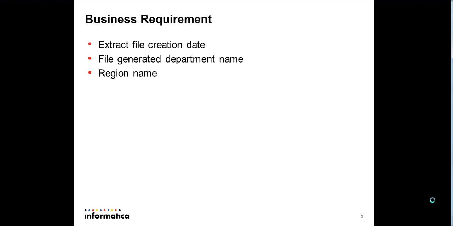Many times we get data files from different sources, and the source file name itself might contain some valid information like file creation date, the department name the file was generated with, region name, etc. We used to use Unix scripts to extract such information from the file name, but we don't have to write such scripts anymore. In this session, let's look at the option provided by Informatica PowerCenter to extract information from the source file name.